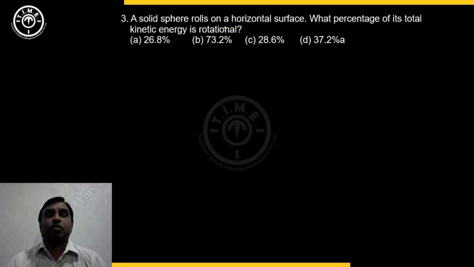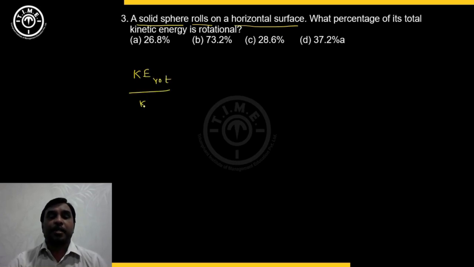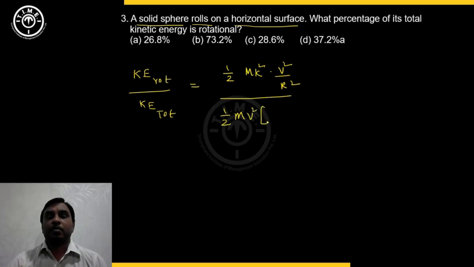A solid sphere rolls on a horizontal surface. What percentage of the total kinetic energy is rotational? Meaning, it is asking what fraction of the total is rotational kinetic energy. That is what he asked. So you can write half I, which is m k square, times v square by r square, whole divided by the total energy, which is half m v square times 1 plus k square by r square.